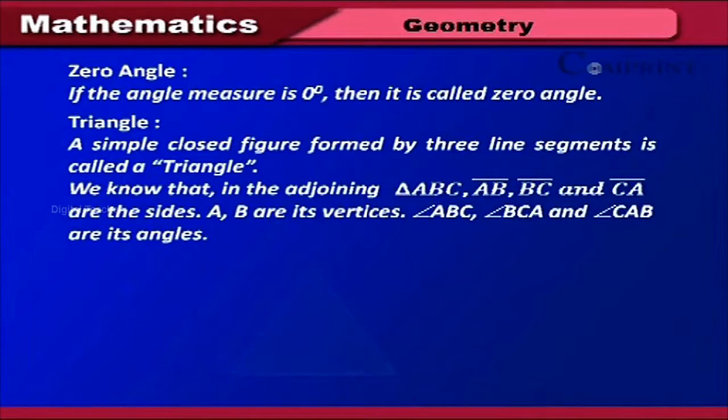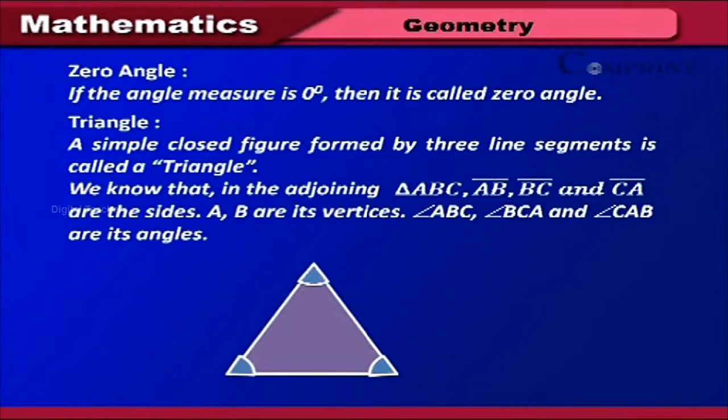Triangle. A simple closed figure formed by three line segments is called a triangle. We know that in the adjoining triangle ABC, AB bar, BC bar, CA bar are the sides, A, B, C are the vertices, and angle ABC, angle BCA and angle CAB are its angles.